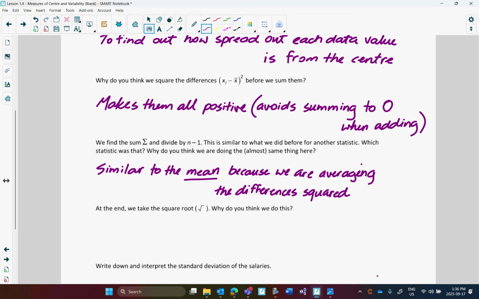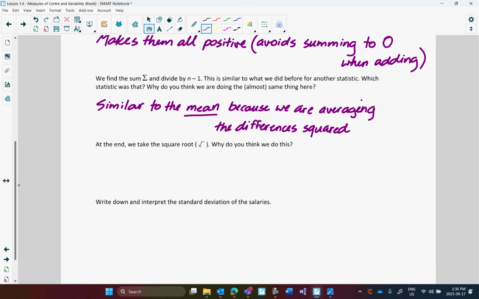But like I said, that's not going to give us proper units. That's going to give us money or dollars squared, which doesn't make sense. So that's why at the end, we take the square root. So you undo the square and get the answer in proper units.